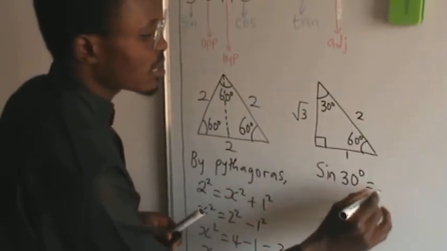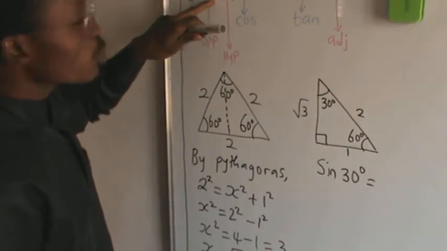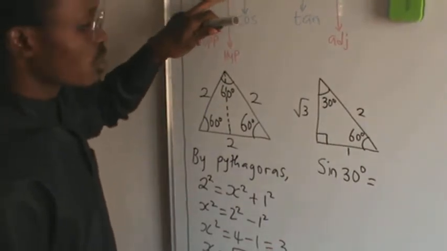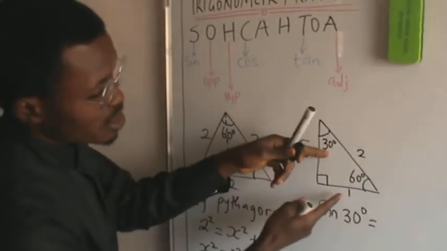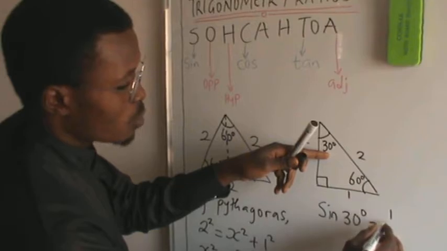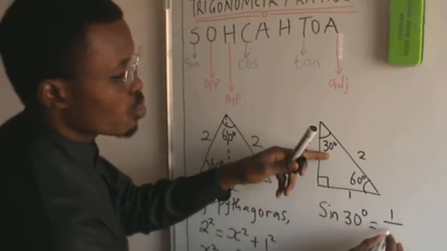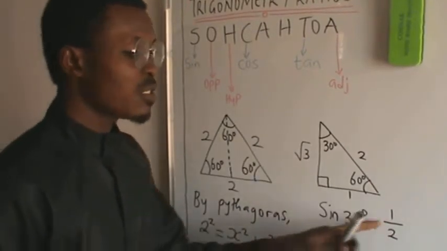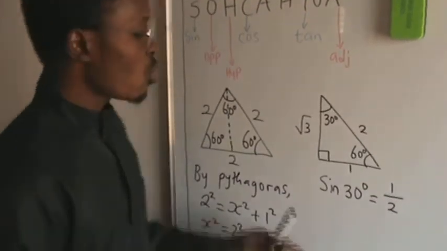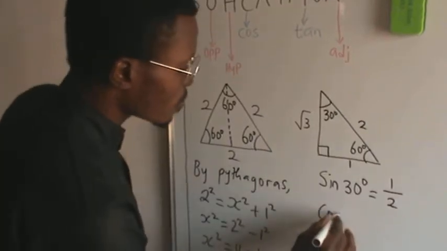Sine 30 degrees is given by what? Opposite over what? Hypotenuse. The side facing this 30 degrees is 1, so the opposite is 1. You have 1 over hypotenuse, which is 2. So sine 30 degrees is what? 1 over 2.